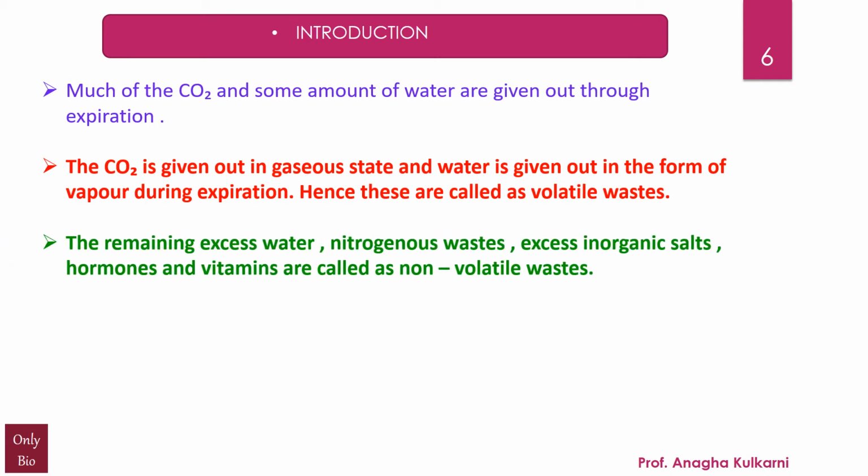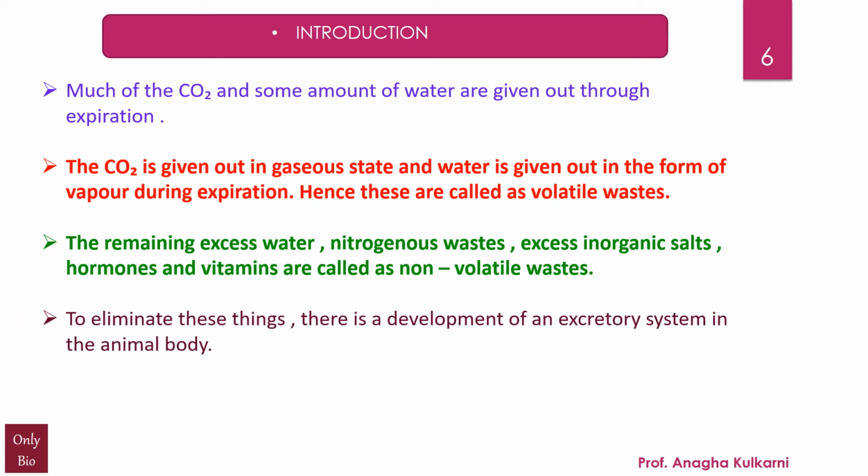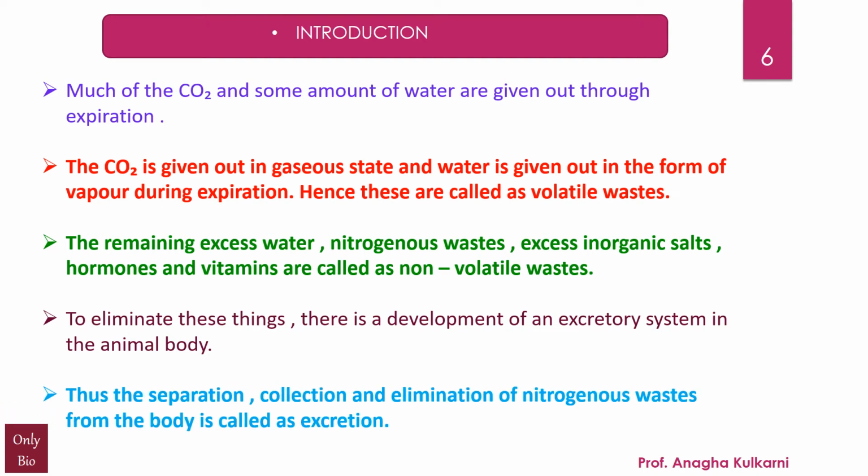The remaining excess water, nitrogenous waste, excess inorganic salts, hormones, and vitamins are called non-volatile wastes. They can't simply escape out of the body. That's the reason they are called non-volatile wastes. To eliminate, that is to throw out these things, there is a development of an excretory system in the animal body. Thus, the separation, collection, and elimination of nitrogenous waste from the body is called excretion. Friends, this is a perfect definition for excretion.